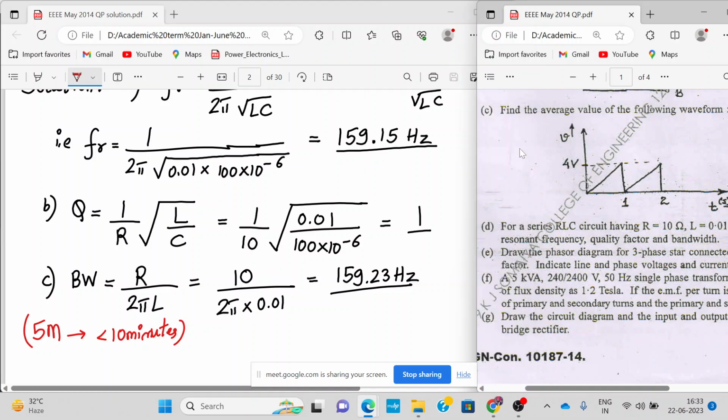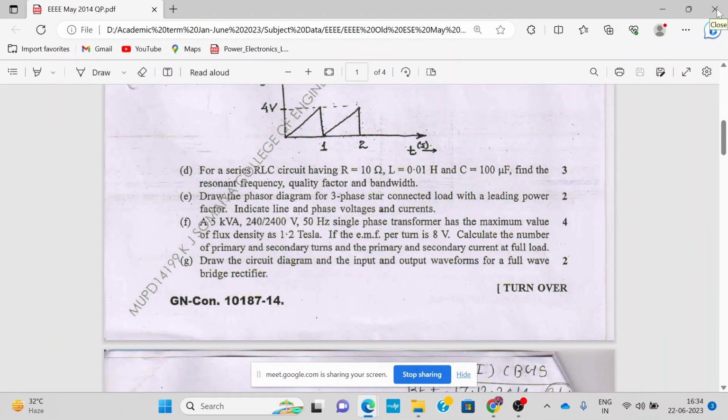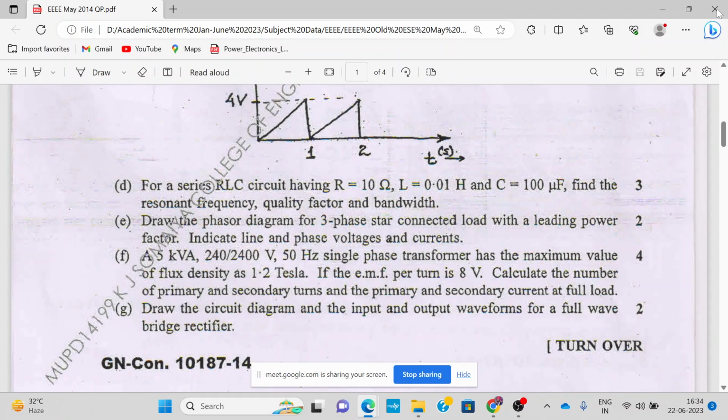Okay, fine. Now let's move on to the next one. I told you the paper pattern is different because it's quite an old paper. Don't worry about it. We are here to solve the numericals and everything else.